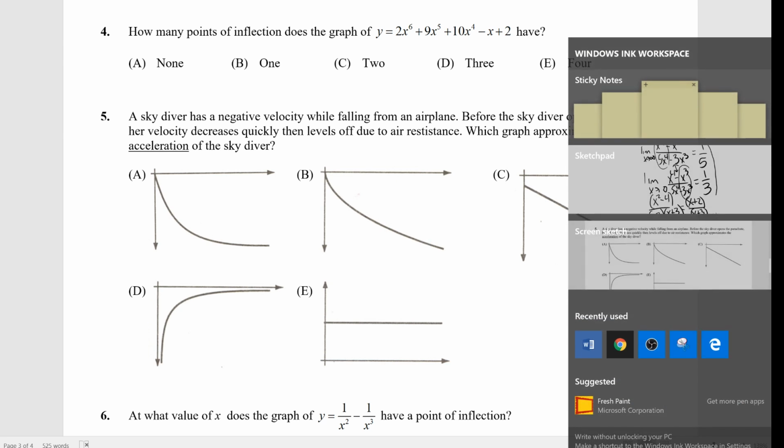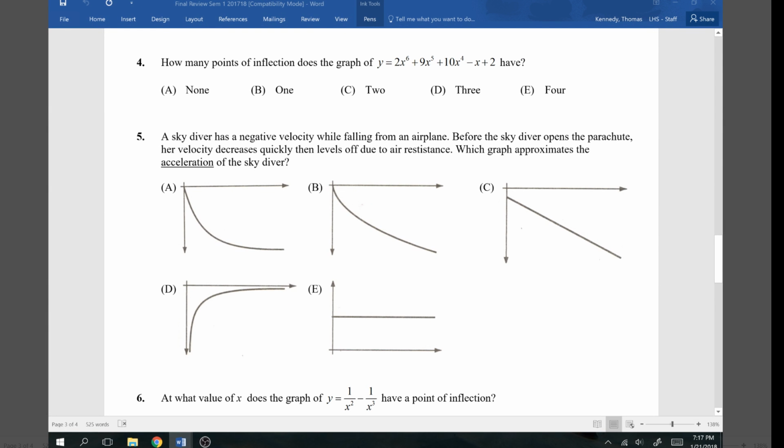To find inflection points, all I do is take two derivatives: 12x to the 5th plus 45x to the 4th plus 40x cubed minus 1. And then I take another derivative: 60x to the 4th plus 180x cubed plus 120x squared. And now you might notice it's super nice. It's not actually horrible. We factor out a 60x squared, and we get x squared plus 3x plus 2. And that's super easy to factor.